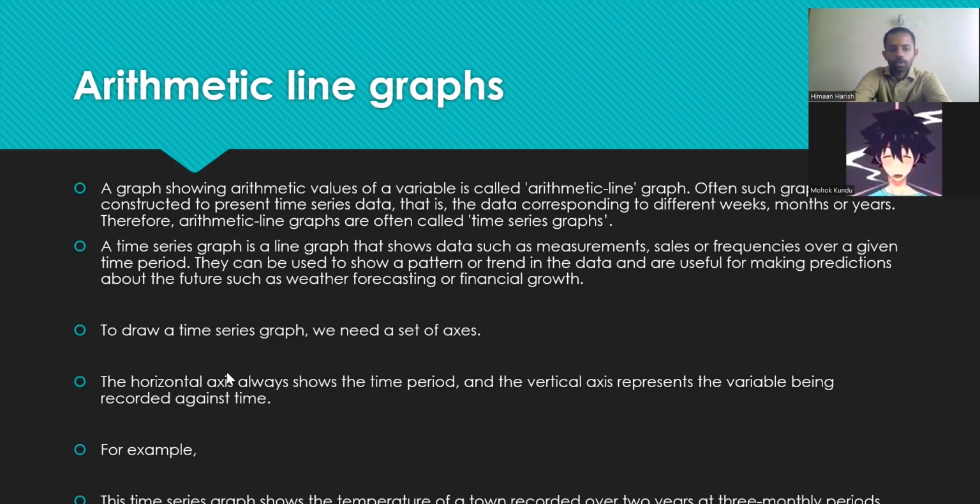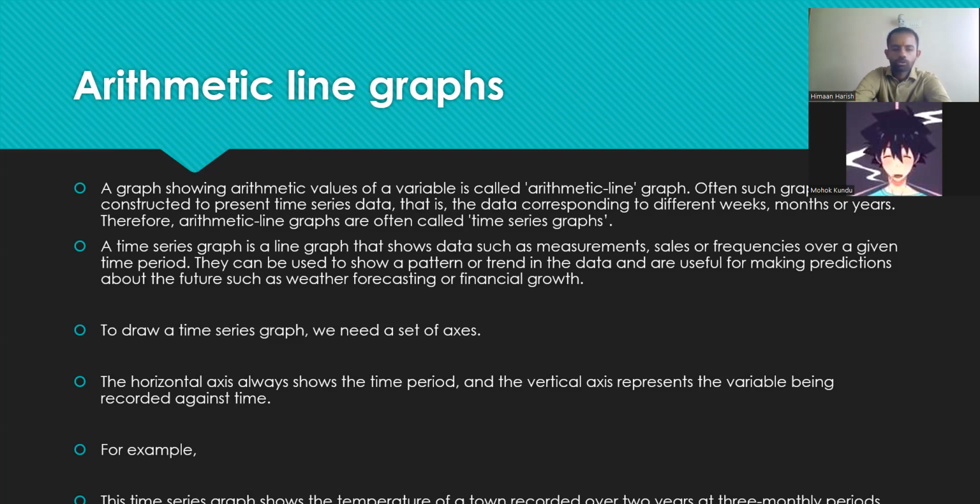So to draw a time series graph, we need a set of axes. The horizontal axis always shows the time period and the vertical axis represents the variable being recorded against time. So the horizontal, the x-axis, shows the time period and the vertical, the y-axis, represents the variable being recorded against time. For example, the time series graph shows the temperature of a town recorded over 2 years at 3 monthly periods known as quarters.